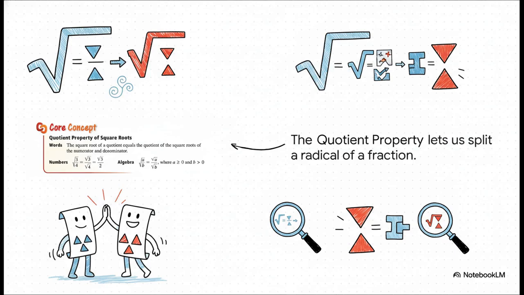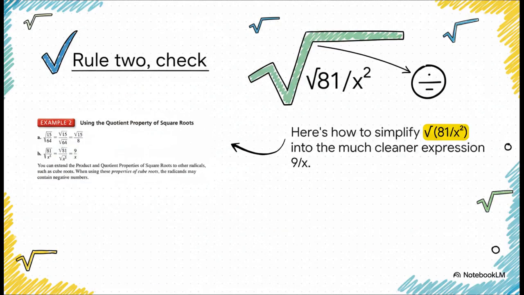You can think of it as the product property's cousin. It works exactly how you'd think it would. The square root of a whole fraction is just the square root of the top divided by the square root of the bottom. It lets us split that fraction up and deal with each part separately. And just look how slick this is. The square root of 81 over x squared, we just split it. It becomes the square root of 81 on top and the square root of x squared on the bottom.